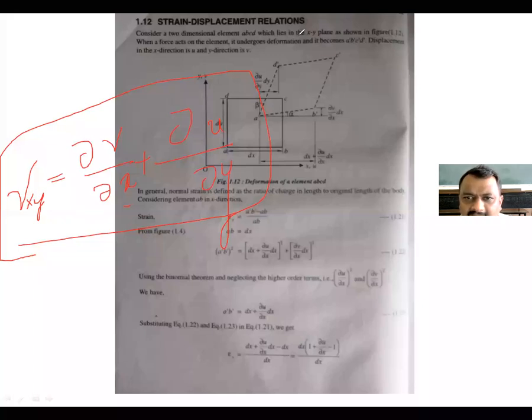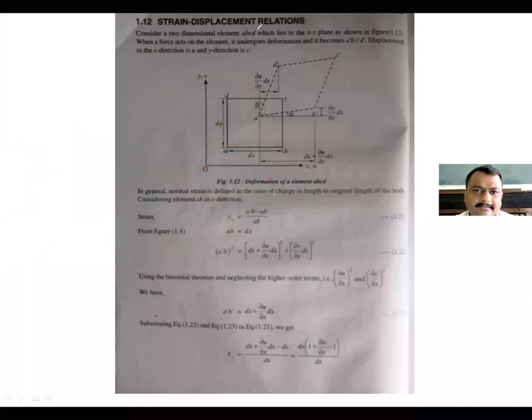So is this point clear to everyone, how to write the shear strain? Is it clear to everyone? Okay.